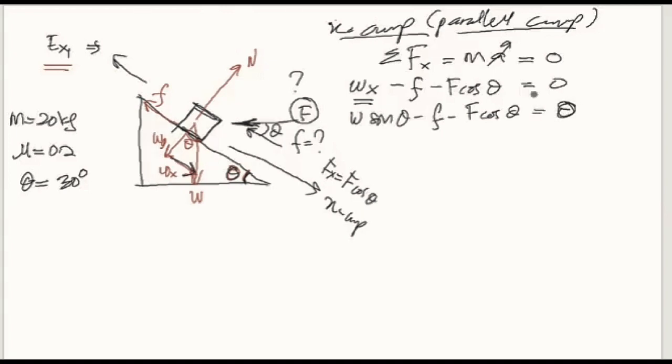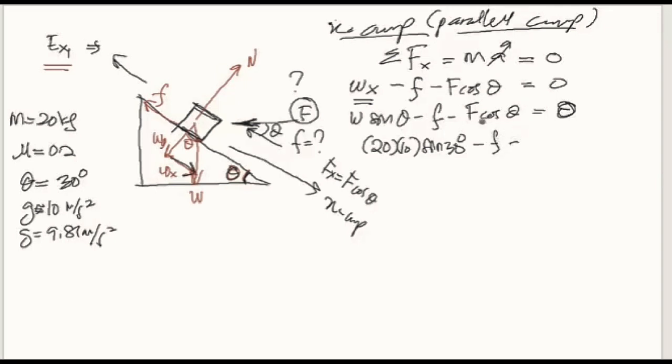So we can calculate. The first one here, W is 20 times 10. So we are using G, gravitational acceleration, roughly ataupun menghampiri 10 meter per second square. Supposedly G is equivalent to 9.81 meter per second square. So kita gunakan 10 untuk memudahkan pengiraan. So 20 multiply by 10, sin 30, minus F cos 30, equivalent to 0 here.